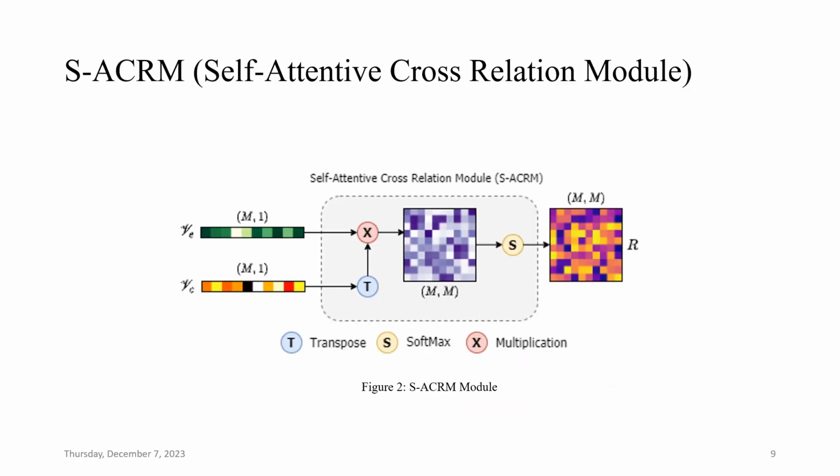This is the block diagram of the proposed self-attention correlation module, in which the energy vector and class activations are used to obtain the correlation matrix. This correlation matrix is finally used to train the fully connected layer.